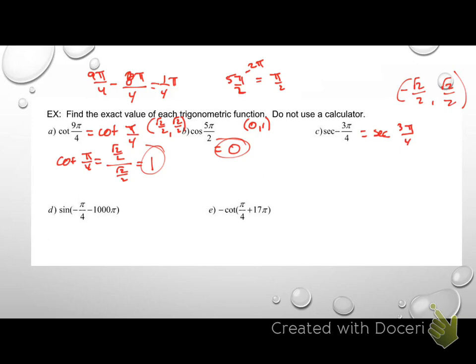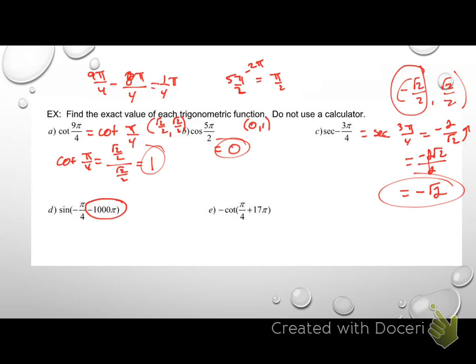So the secant of 3 pi over 4 is going to be the reciprocal of cosine. So I've got to flip that over, go negative 2 over radical 2, and then rationalize. So negative 2 radical 2 over 2, these two divide out, left with negative radical 2. Okay? So just a thought process to get us through everything. Okay? The next one offers up another type of thought process.